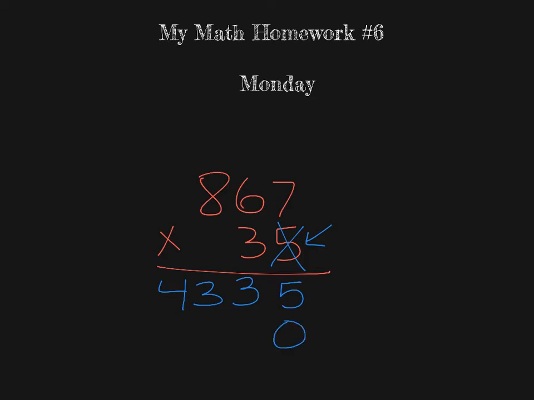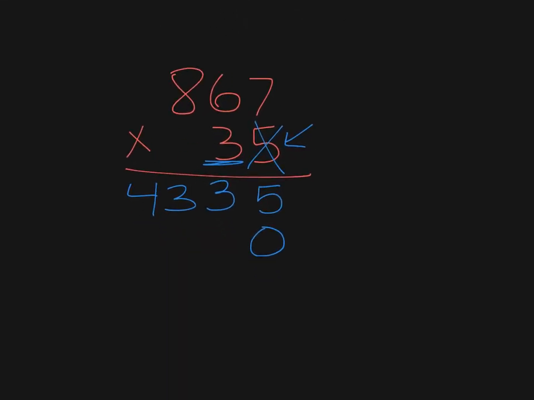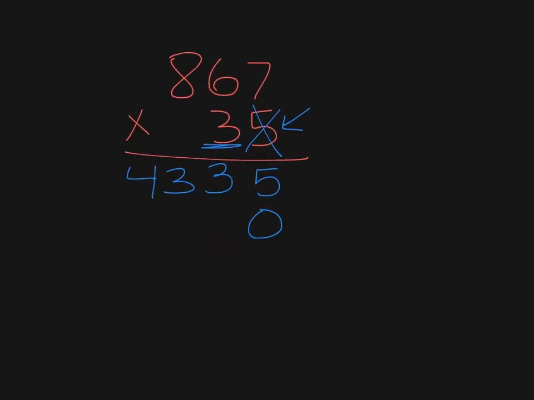Now we put our 0 because now we're moving to the tens place. So that's going to be our place value holder because it's not just 3, it's 3 times 10, which is 30. 7 times 3 is 21. I carry my 2. 3 times 6 is 18. Add 2 makes 20. I carry my 2. 3 times 8 is 24. Add 2 is 26. That's my second partial product.